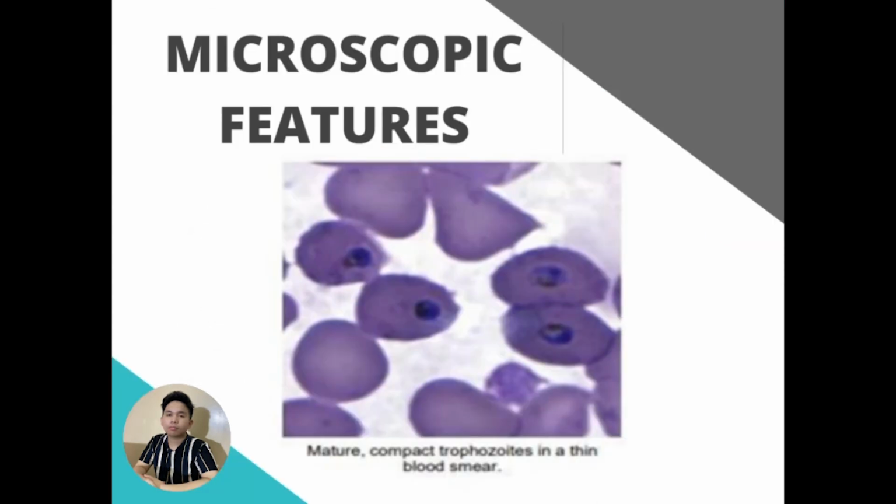So again, the developing trophozoite of Plasmodium falciparum under the microscope. You would notice the heavy cytoplasmic ring, which is well stained here at the middle portion of the cell.